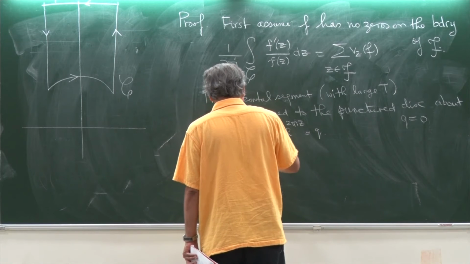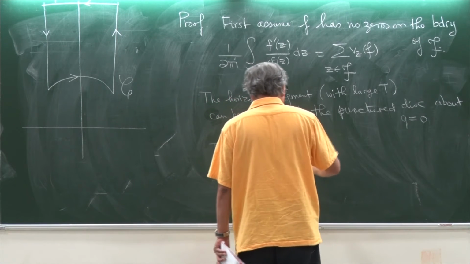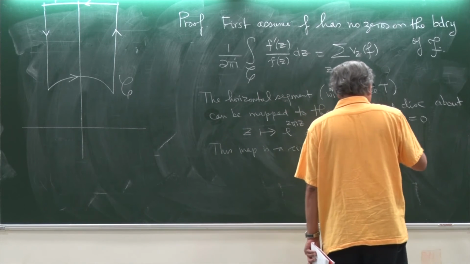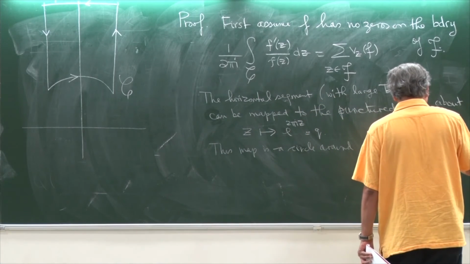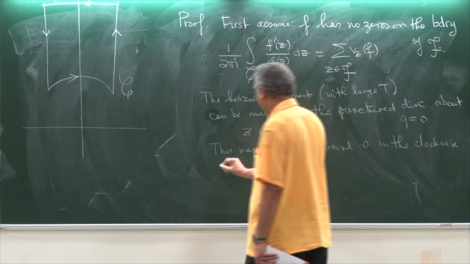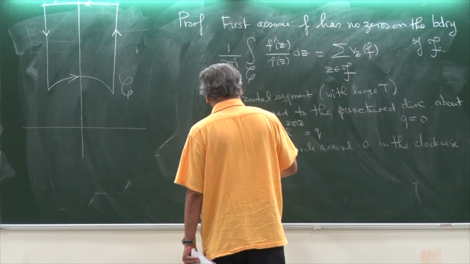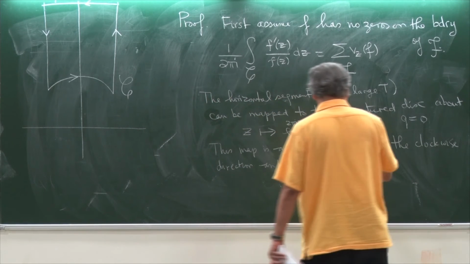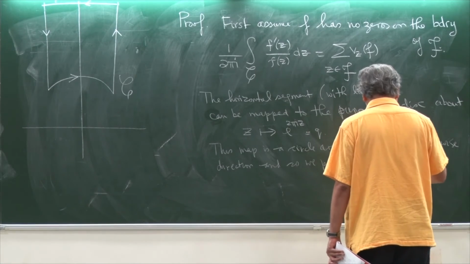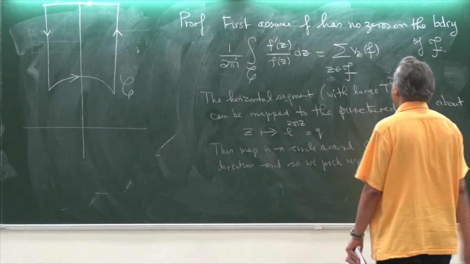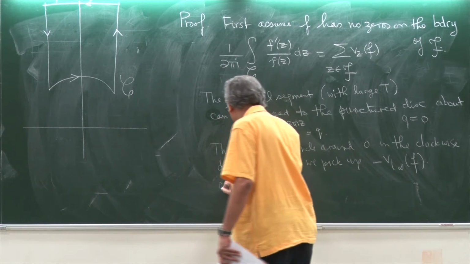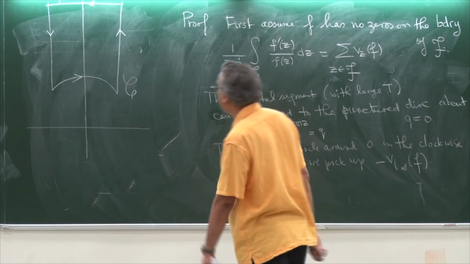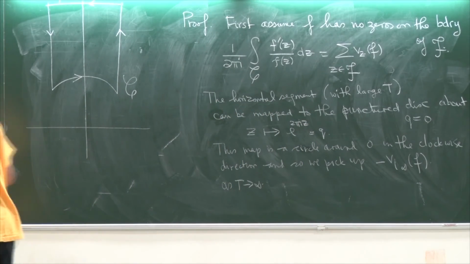So this map gives a contour, a circle around 0 in the clockwise direction. And so we pick up the order of the zero at infinity. From the vertical as t goes to infinity, for t very large, it doesn't really matter. Fix a t very large, and that's how we get this contribution from the top.